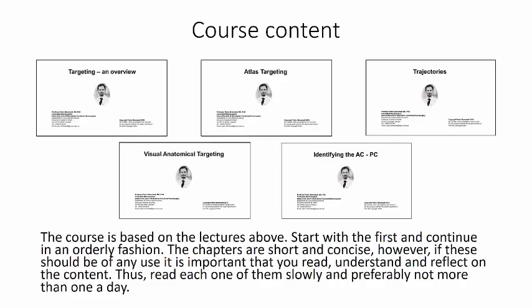The course is based on the lectures above, with targeting, atlas targeting, trajectories, visual anatomical targeting, and identification of the ACPC. I suggest that you start with the first and continue in an orderly fashion. The chapters are short and concise. However, if these should be of any use, it is important that you read, understand, and reflect on the content. Thus read each one of them slowly, and preferably not more than one a day.